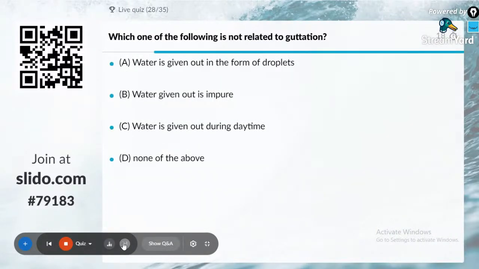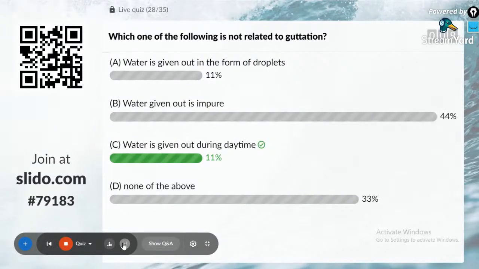28th question. Which one of the following is not related to guttation? What do you mean by guttation? Loss of water from the aerial parts of the plant in the form of small water droplets and not water vapor. Water is given out in the form of droplets. Water given out is impure. Water is given out during daytime. None of the above. Guttation you will see in the morning. After the night, in the early morning, you will see guttation. So it is happening at night time. Next question on the screen.